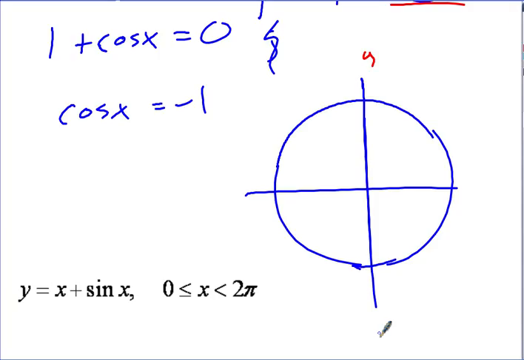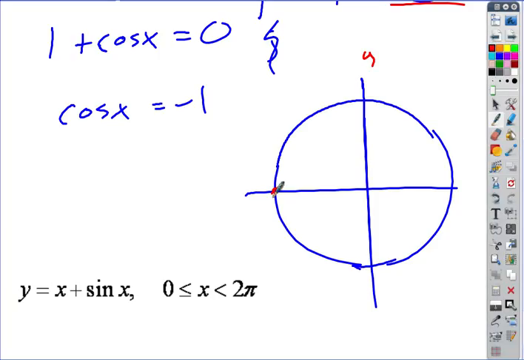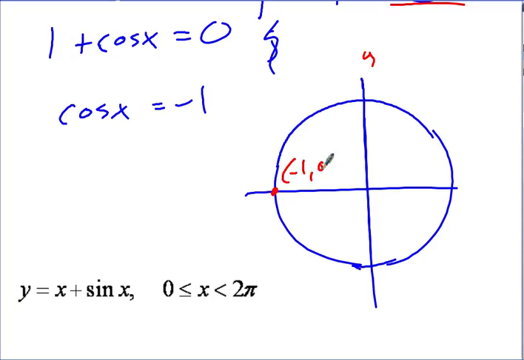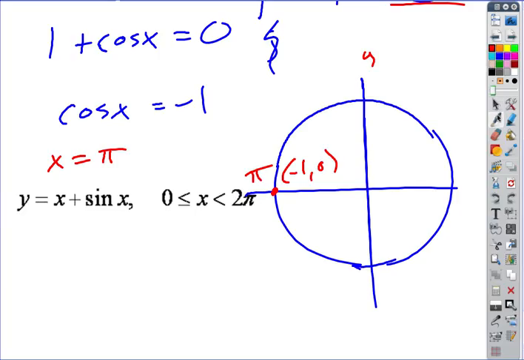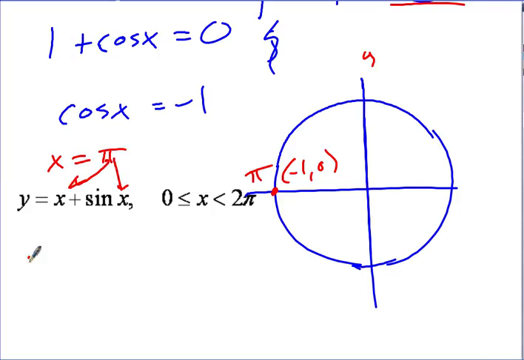Right, so that's going to be over here. There's where cosine, the coordinates of that are -1, 0, and that's at pi. Okay, there we go. Sorry, yeah, pi. So we know we get a single point, x equals pi, and if I want to find y, I'm just going to plug in pi for x, and I get y equals pi plus, what's the sine of pi? 0. Yeah.